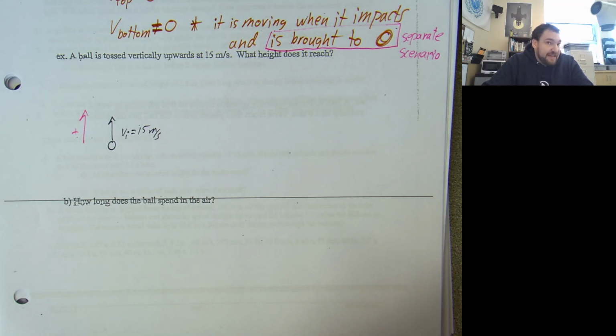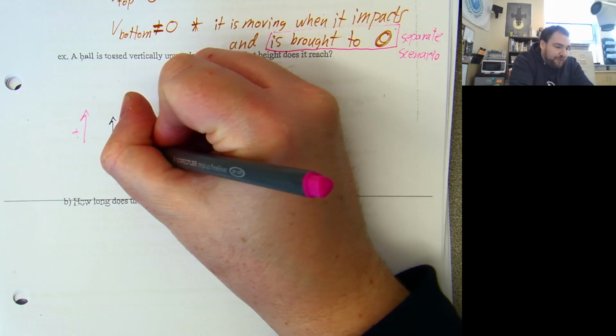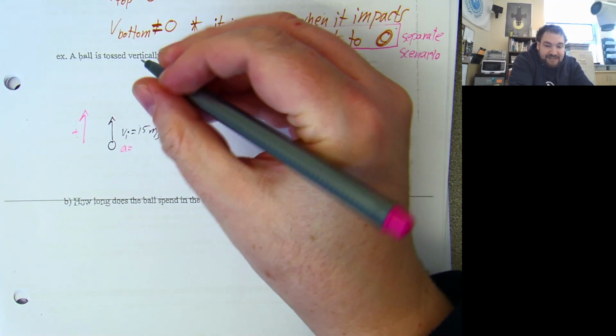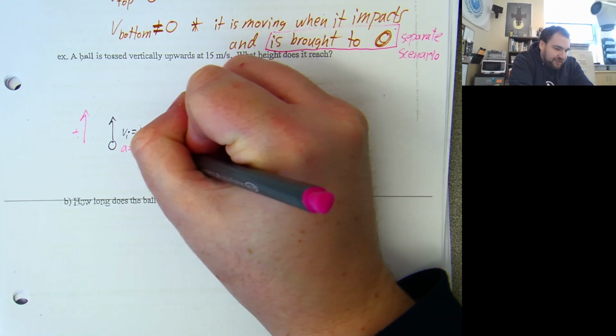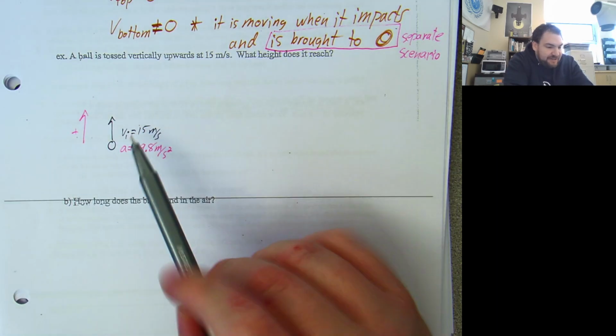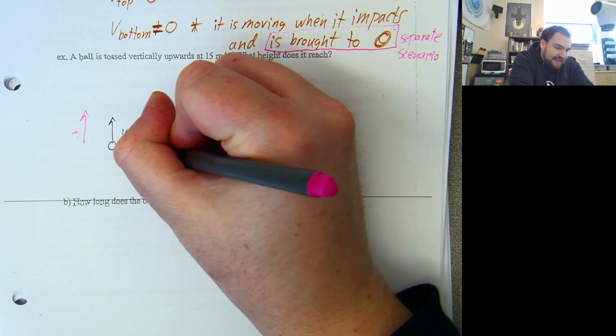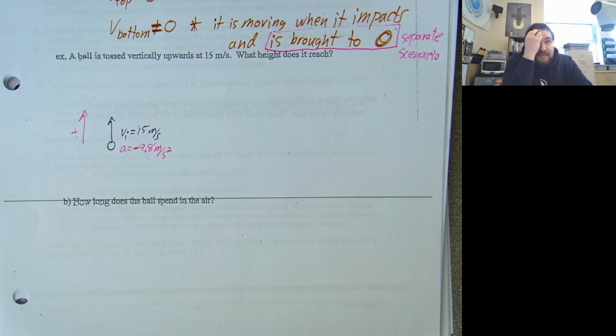If up is positive, then down is negative. Is there anything acting down? Gravity. The acceleration due to gravity, the whole time that this object is in the air, it is accelerating downwards at 9.8 meters per second squared. If up is positive, then we have to explicitly state that that acceleration is going to be negative. The acceleration is downwards.